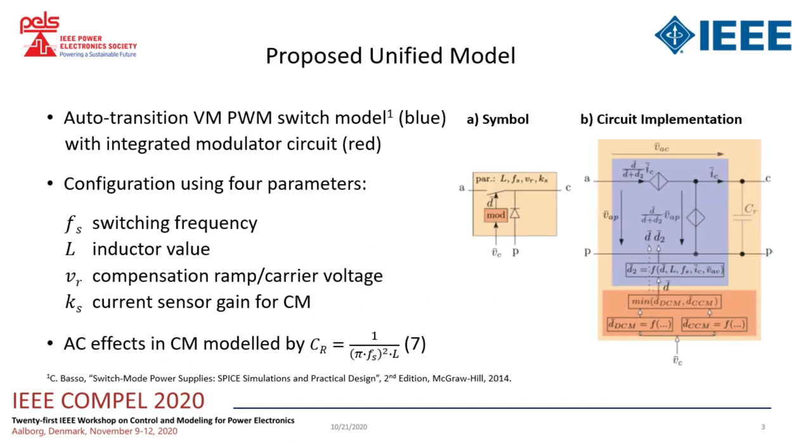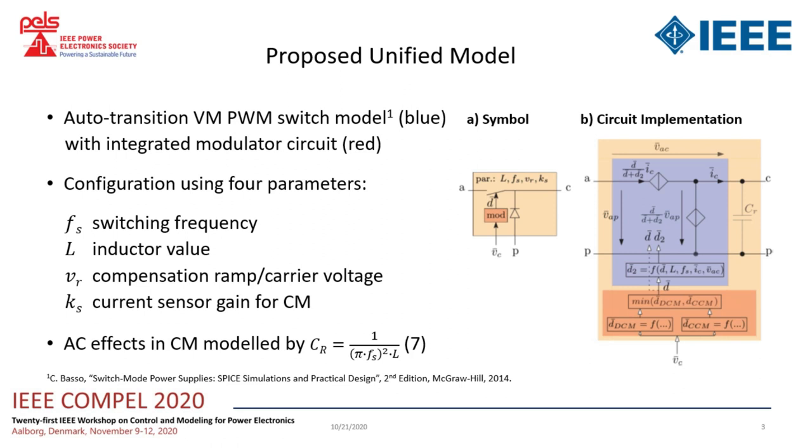Such a unified model is proposed here and summarized in this slide. Basically, it integrates an auto-transition voltage mode PWM switch model, which is shown here in blue on the right side, with an integrated modulator circuit shown in red. It is configured using four parameters: switching frequency, inductor value, and VR, which is either the value of the compensation ramp in current mode or the value of the amplitude of the carrier voltage in a voltage mode PWM modulator. The last parameter is the current sensor gain KS, which is only used in current mode.